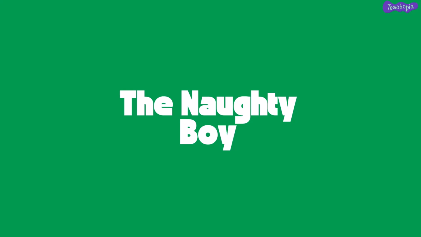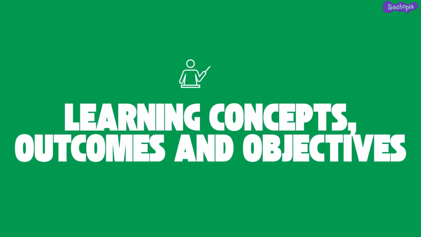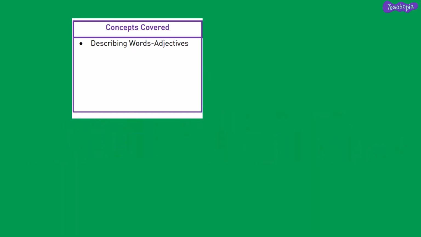Hi teachers, let's go over the project-based learning sheet for the chapter The Naughty Boy. Let's go over the learning concepts, outcomes and objectives in the sheet. In this sheet, we are going to focus on the concept adjectives.